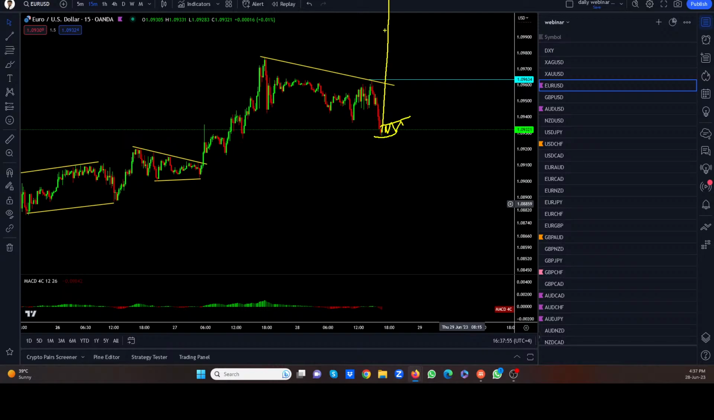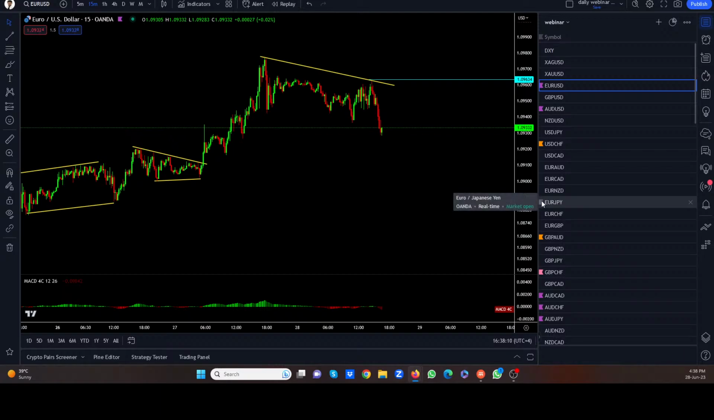If it goes back up, you can buy this for one more impulse up, and then take the profit because it's still going to come down. Let's go. What's the next one?